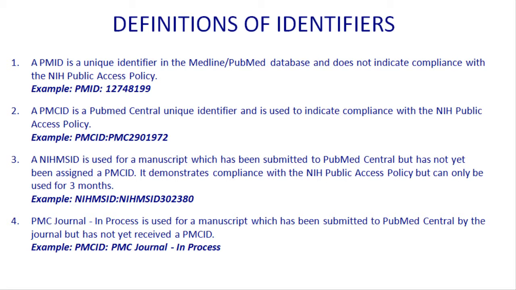Do not include the PMID. Every record in Medline has a PMID. That's like a Social Security number. That does not show compliance. And that's going to be a red flag from the people over at Wolverine Tower or NIH saying, this isn't what you need. We need either a PMC ID or an NIHMS ID, or PMC journal in process. 2, 3, and 4 are the only ones that show compliance. I wouldn't even go with a PMID because that's going to be a red flag. Why are they putting this in? This isn't what we want.